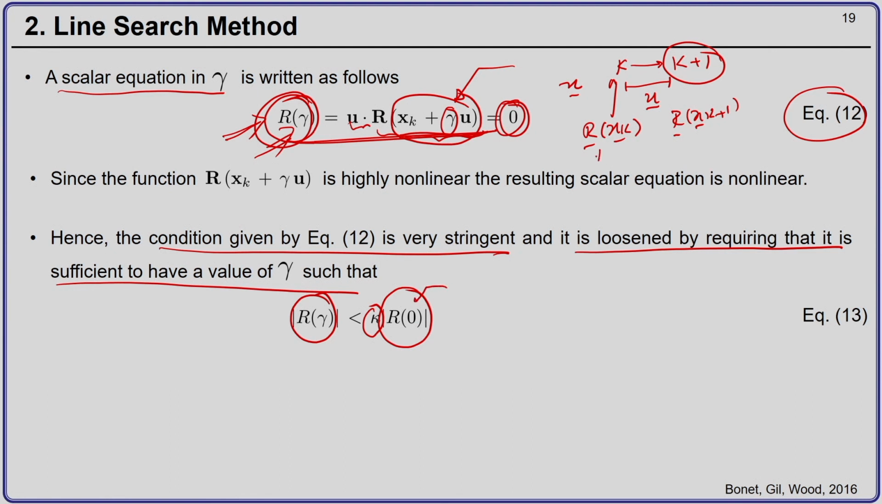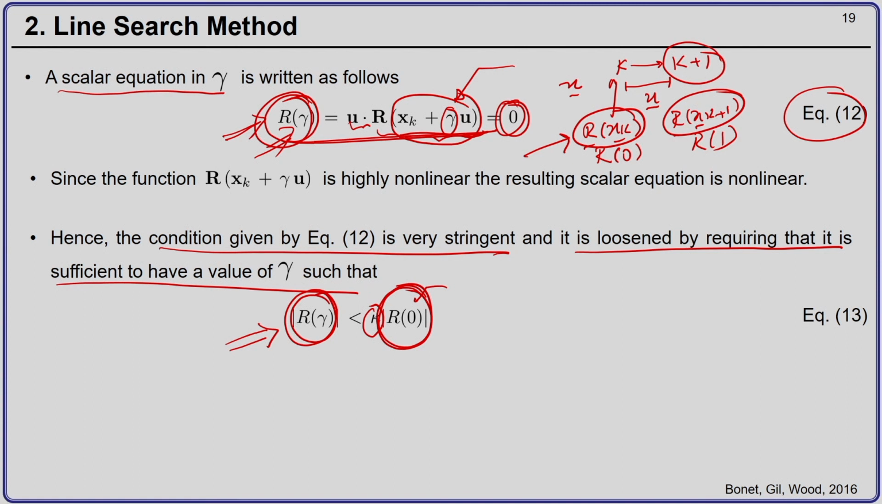So, this is r 0 and this is r 1. If you put gamma equal to 0, you get the residual at x k, and if you put gamma equal to 1, you get the residual at x k plus 1. So, we require that we choose a value of gamma such that the absolute value of this function r gamma is less than kappa times the absolute value of r gamma evaluated at gamma equal to 0.